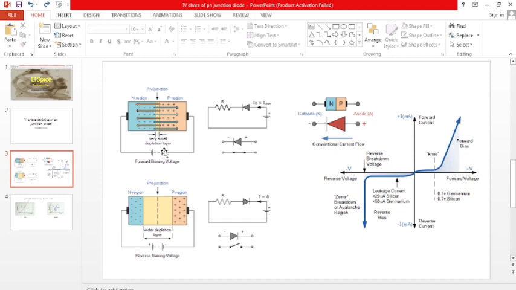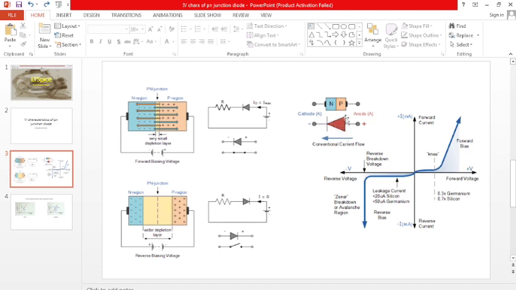When the positive terminal of the battery is connected to the positive terminal or P region of the diode, it is called the forward bias configuration. Similarly, when the positive terminal of the diode is connected to the negative terminal of the battery, or the negative terminal of the battery is connected to the positive terminal or P region of the diode, then it is called reverse bias.